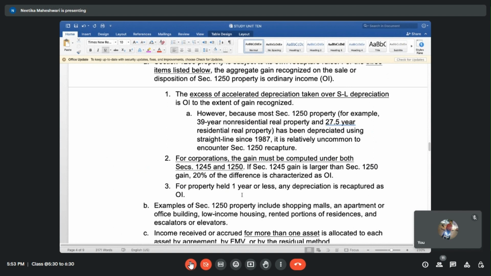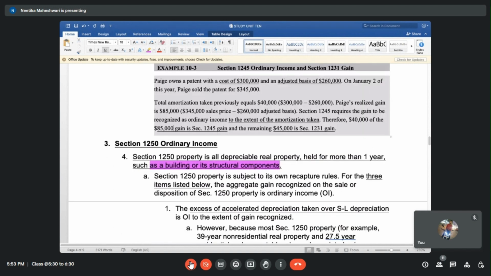So is everybody clear on this? Okay, see how the ordinary income and 1245 gain is considered as ordinary income. So 40,000 will come up at a higher tax rate, and the remaining 45,000 will be considered as long-term capital gain, which could be anywhere from 0% to 25%. Okay, I hope we are clear on that.